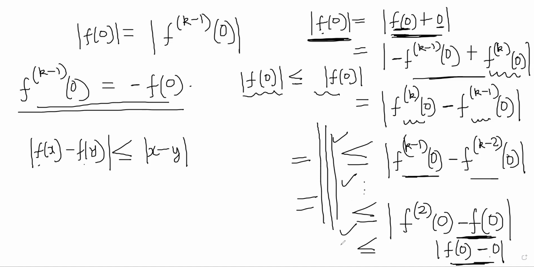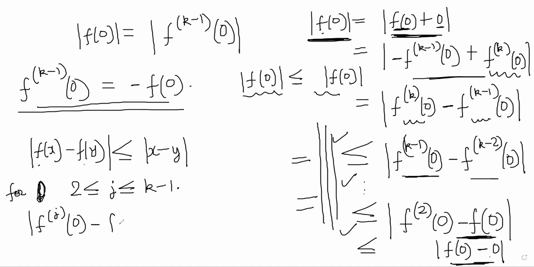Which is very interesting. The series of inequalities becomes an equality, which means for j such that j is between 2 and k minus 1, we have mod of f of j of 0 minus f of j minus 1 of 0 is equal to mod of f of 0.